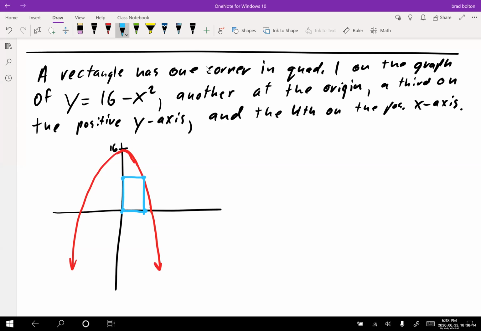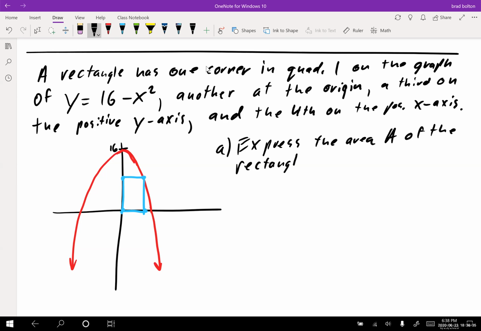So now they ask us, express the area A of the rectangle as a function of x. So we want to know how we could create an area formula for that rectangle that's inside that parabola as a function of x and x alone. Okay, so I'm not 100% sure how to do this one. This one's a little bit different than what I do, so we're going to have to work through it.